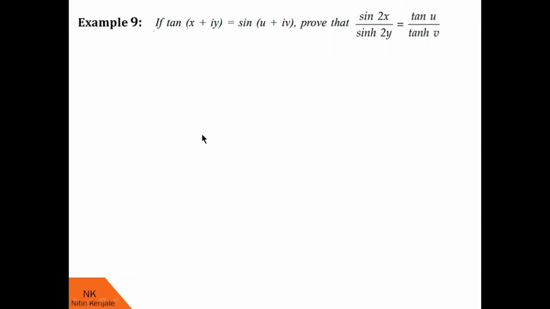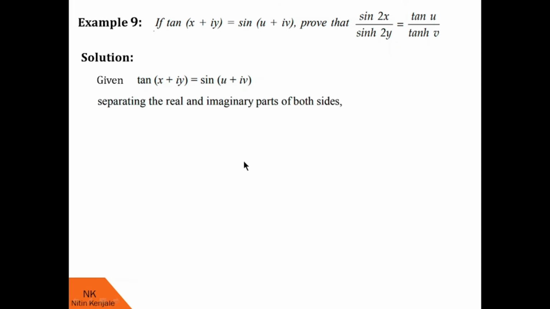Now let us see its solution. Given that tan of x plus iy is equal to sin of u plus iv, now we will separate real and imaginary parts of both sides of this equation. Note that we have already seen the separation into real and imaginary parts of tan of x plus iy and sin of u plus iv. So I will borrow those statements directly over here.